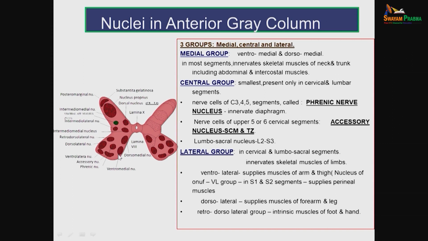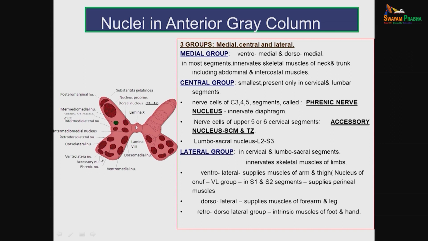So, we talked about the medial group of nuclei and the central group of nuclei. Now we go to the lateral group of nuclei. The lateral group of nuclei are present in the cervical and lumbosacral segments. Please understand, this is a very important group of nuclei which innervate the skeletal muscles of the limbs. It is divided into three subdivisions: ventrolateral, dorsolateral, and retrodorsolateral.